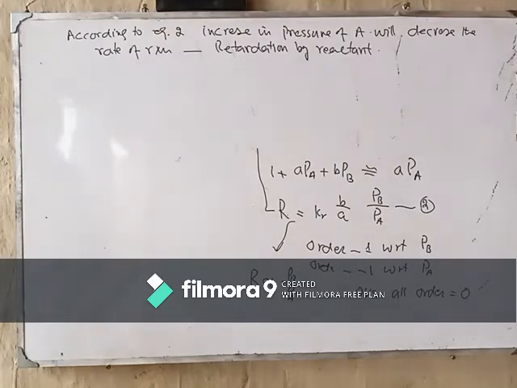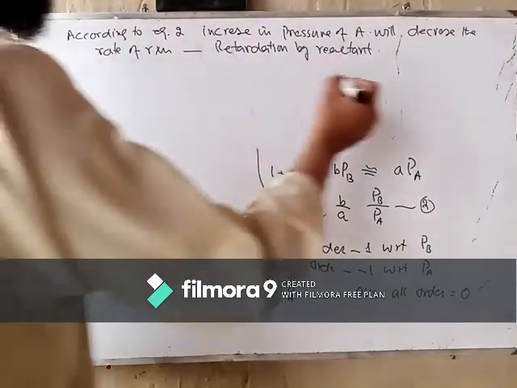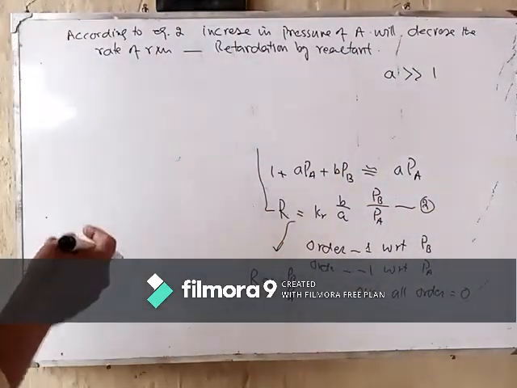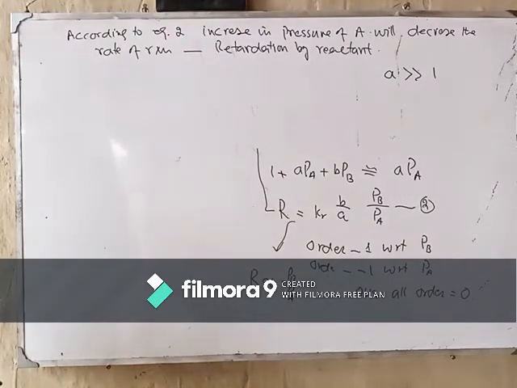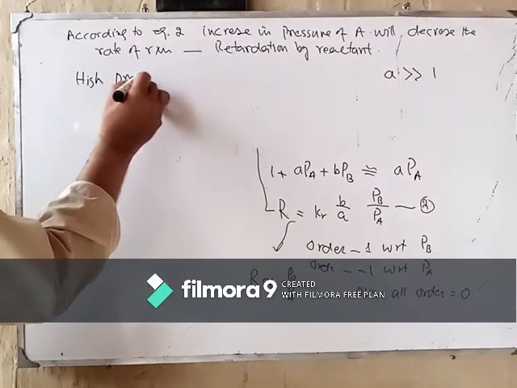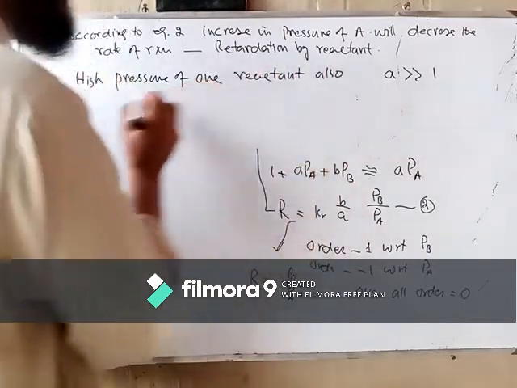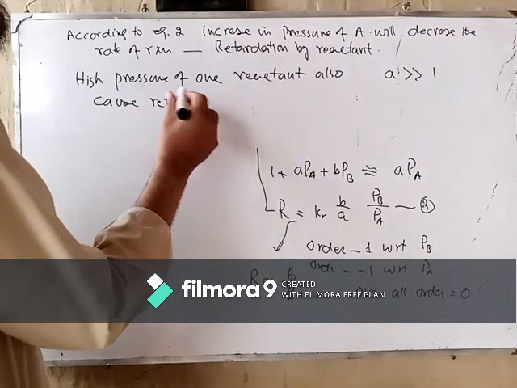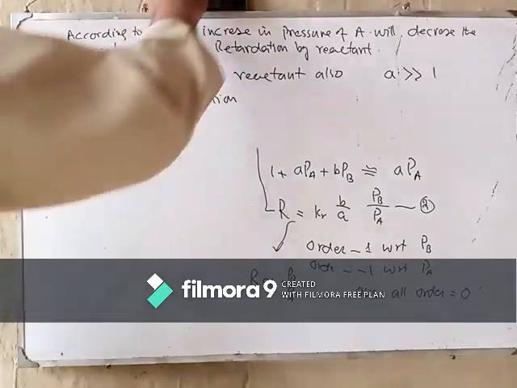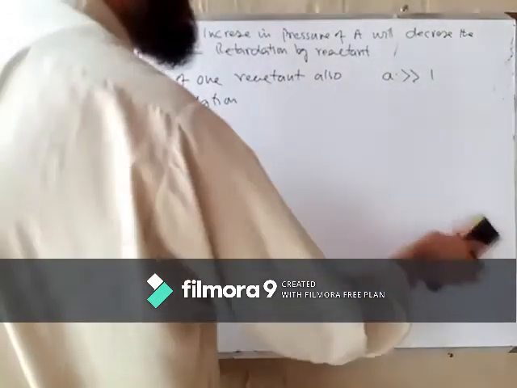So this retardation is due to adsorption coefficient, where adsorption coefficient of A is much higher than 1 or much higher than B. This retardation can also be caused by high pressure. So high pressure of one of the reactants also causes retardation. That means retardation is not only because of the adsorption equilibrium constant, because if we increase the pressure of one reactant, this also causes a retardation effect, a decrease in the rate of reaction.